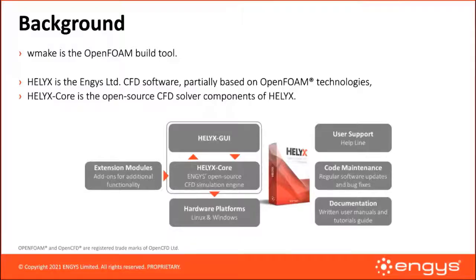Okay, so I joined NGIS 2 years ago as a C++ developer, not an OpenFOAM developer. I had to spend some time at the beginning learning how to use wmake, which is the OpenFOAM build tool, and since then I've spent much more time writing an entirely new build system using CMake. Helix Core, which is the NGIS CFD software, partially based on OpenFOAM technologies, is now built entirely with CMake, and wmake has been deprecated since Helix 3.3.1.